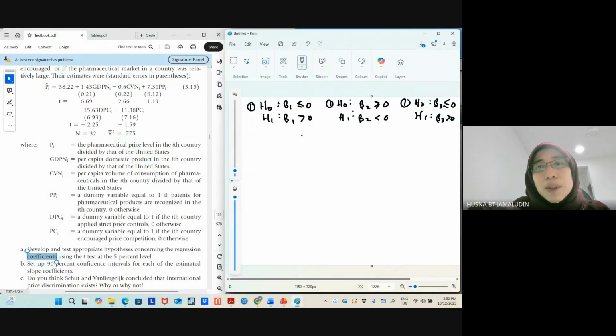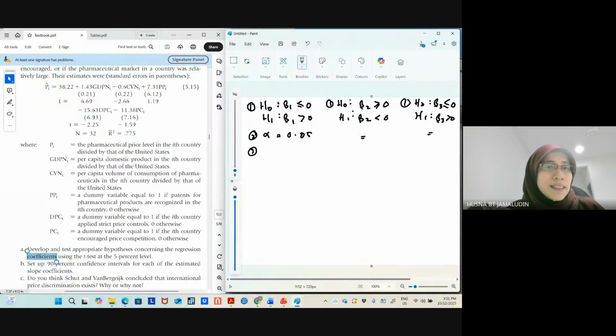Okay, step number 2. What is step number 2, everyone? Quickly. Forgot. Step number 2 is your alpha. What is the alpha? Alpha is 5%, 0.05. So the rest of it will also be the same, 0.05. Okay, and then step number 3. What is step number 3?